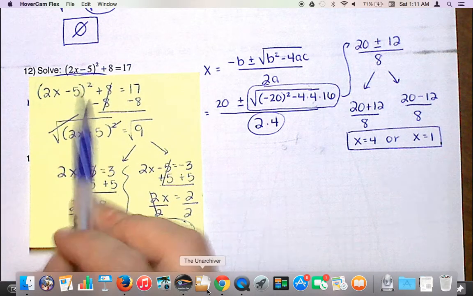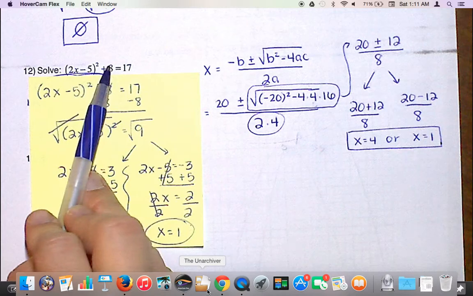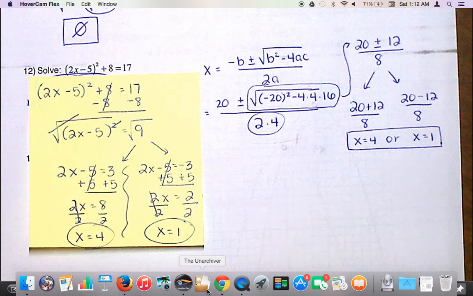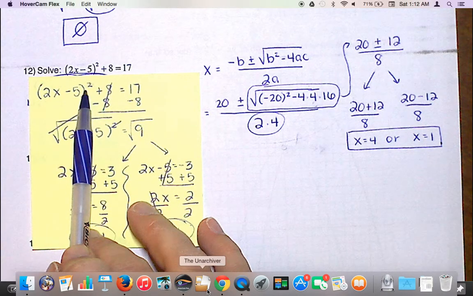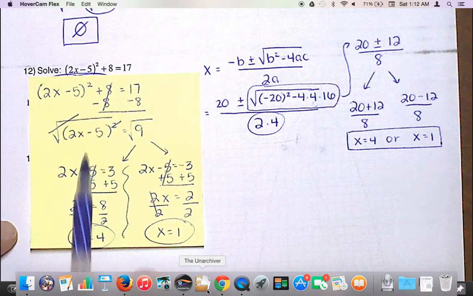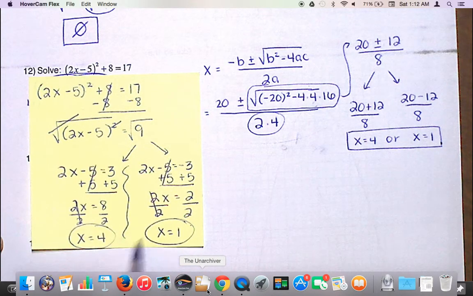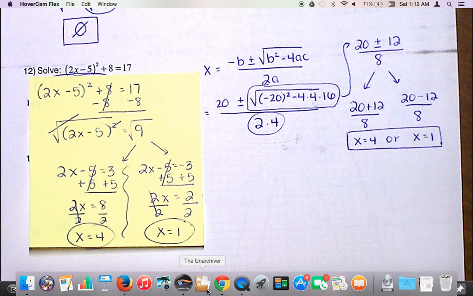So when you have these ones like this with the parentheses squared, you can FOIL it. That would just put you in a position where you have to use quadratic formula. Or you can take a square root. Just when you take a square root, remember that gives you two totally separate problems with two totally separate answers to solve.